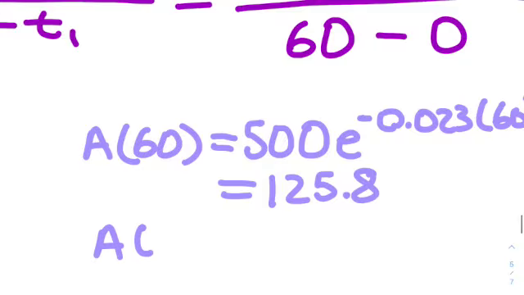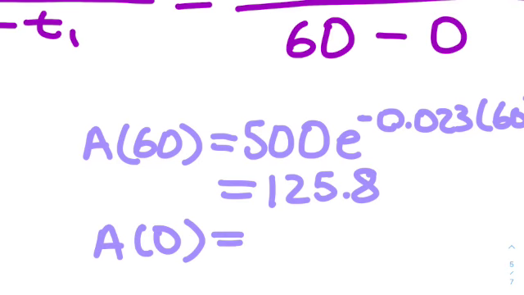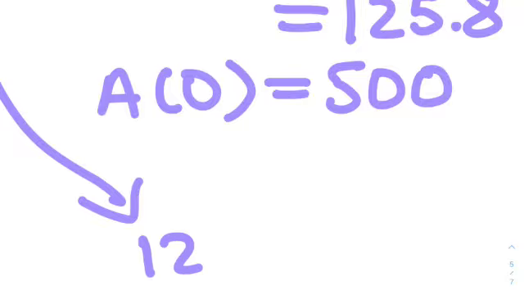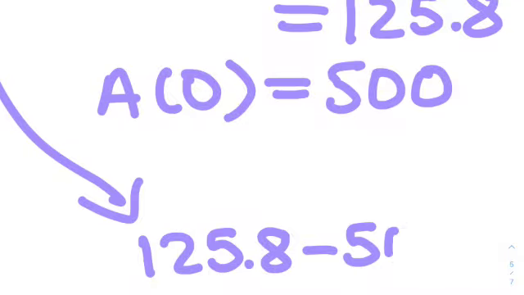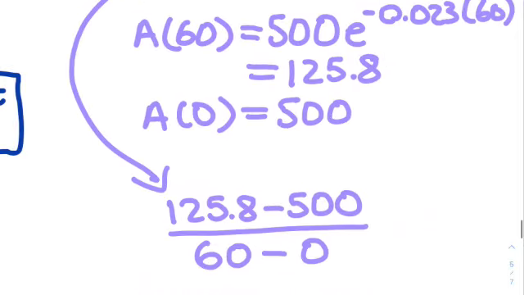Now when we do the same thing for 0, we already know what we're going to get, but let's just plug it into the calculator anyway. So we switch that 60 for 0, and we get a value of 500. Now let's plug those into the formula up here. So now we have 125.8 minus 500 divided by 60 minus 0.